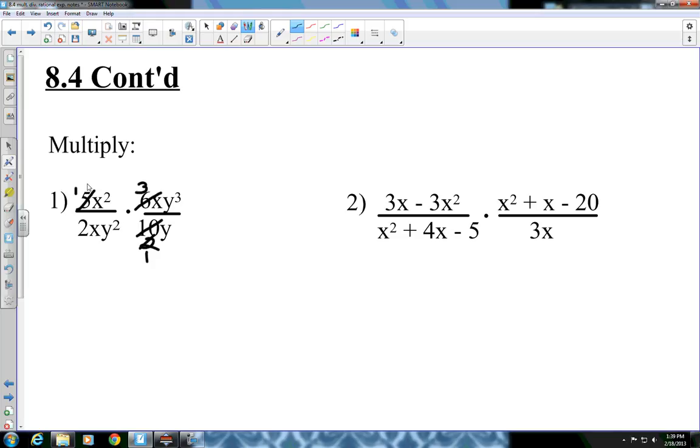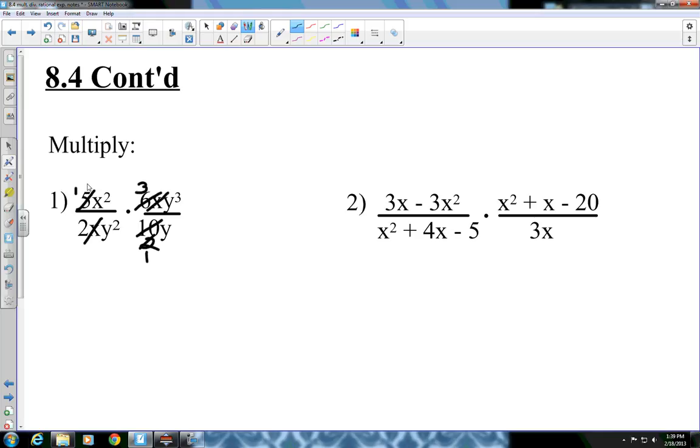Okay, so now let's look at the x's. So I've got an x squared up here, and an x in the bottom, and an x over here. So it's 1x. So we're going to cancel that x and that x. So I still have an x squared left.